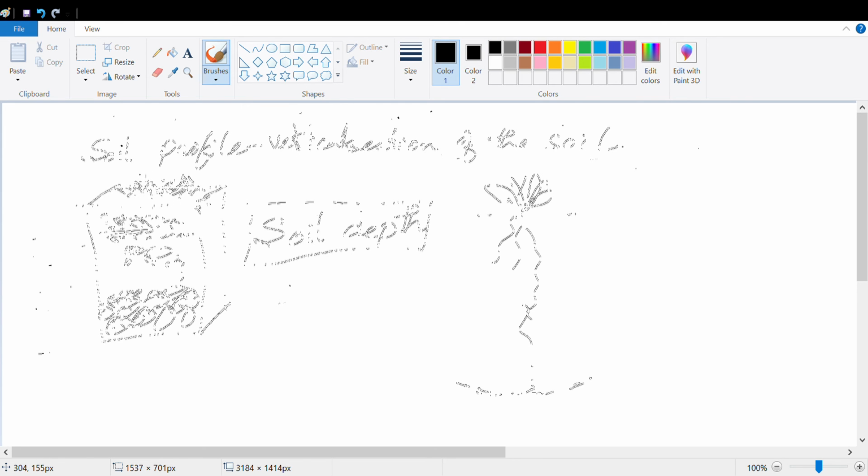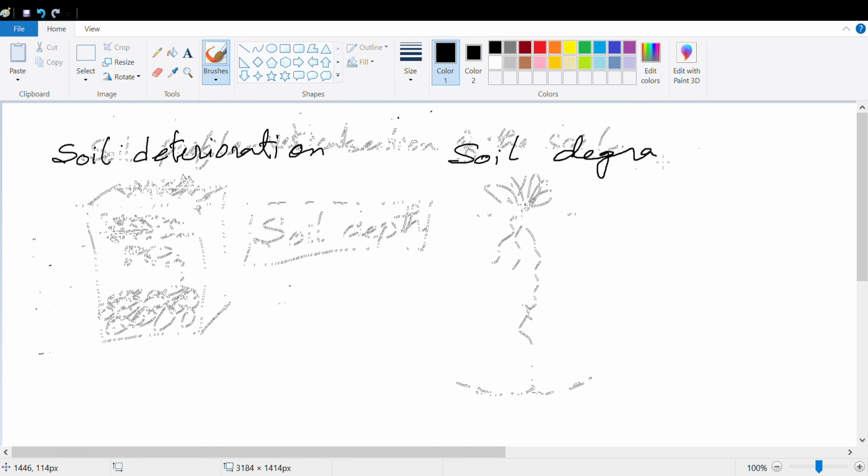Okay, so now I'm going to introduce two terms, that is soil deterioration and soil degradation. So when we say soil deterioration, it means the loss of potential productive capacity of soil.